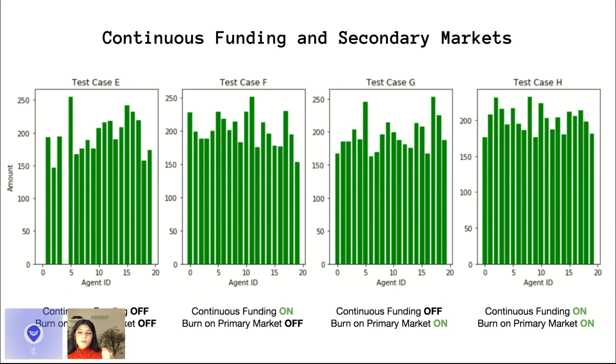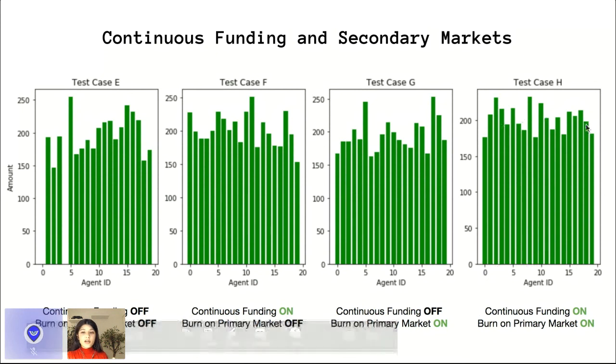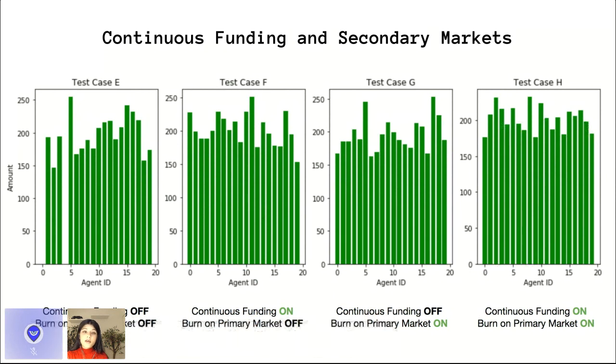Yeah, sure. I'll wrap up with this slide and then I can answer questions. And we also have secondary markets here so that we disallow burn on the primary market. And you can see here that the scenario where both of them are on, the agents are earning much lesser, but the IXO setup is this one where they have continuous funding on, but burn on primary market is off. And the scenario here with agent payouts is quite good. And so those were our simulation results.